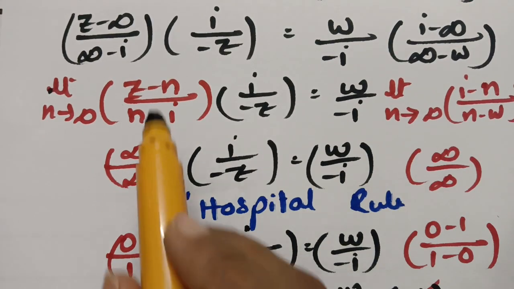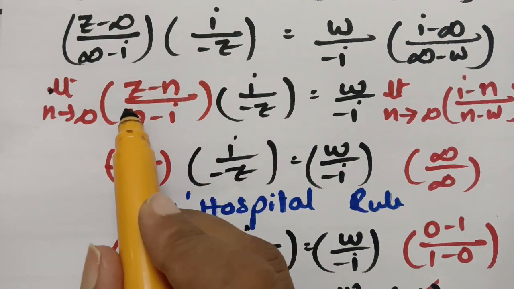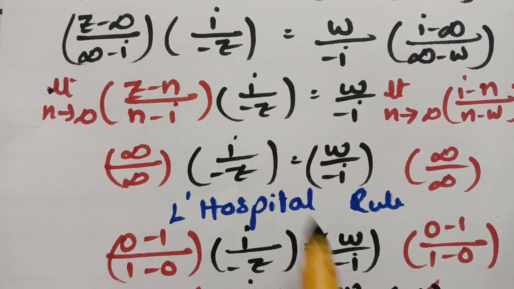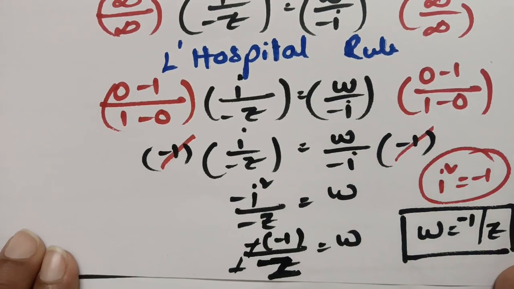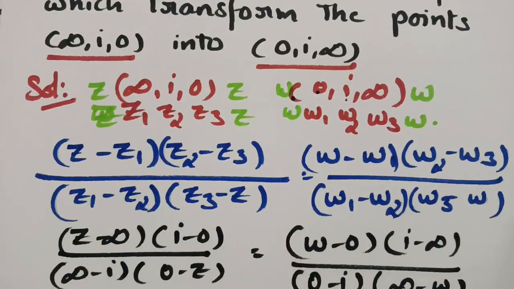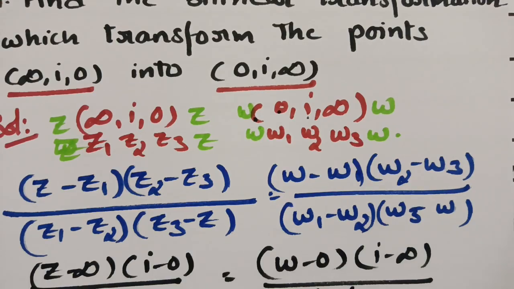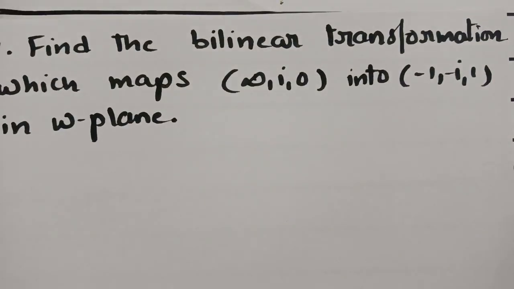After applying L'Hospital's rule with respect to n, this value is 1 and this value is 1. So these two are zeros. And here we got minus 1 values, and therefore the w value is equal to minus 1 by z. Clear? And the next question is also so simple, so easy, as you got this one.